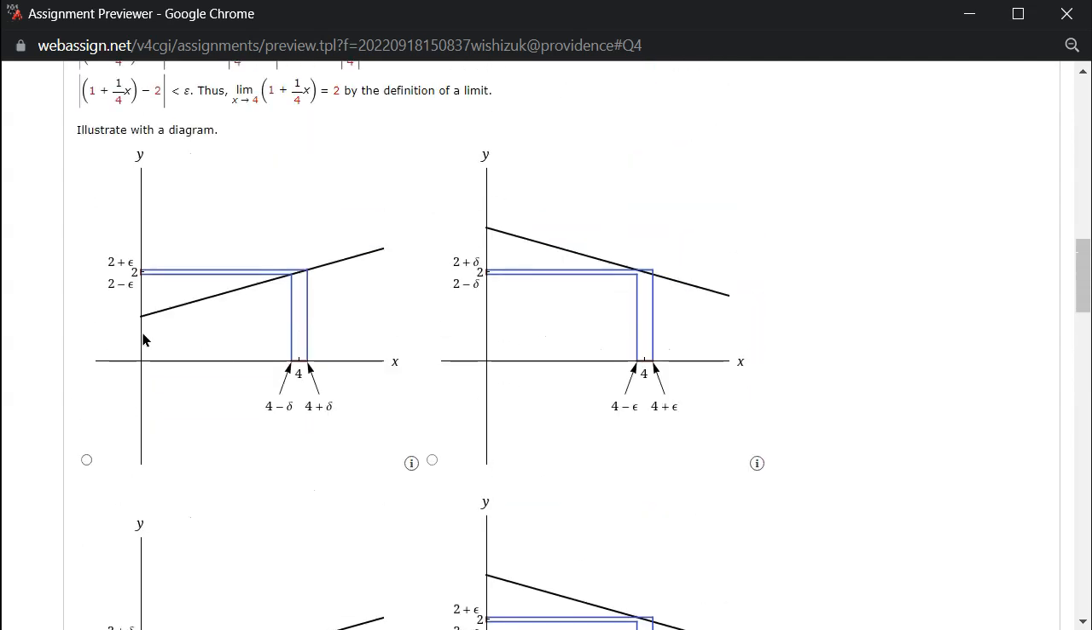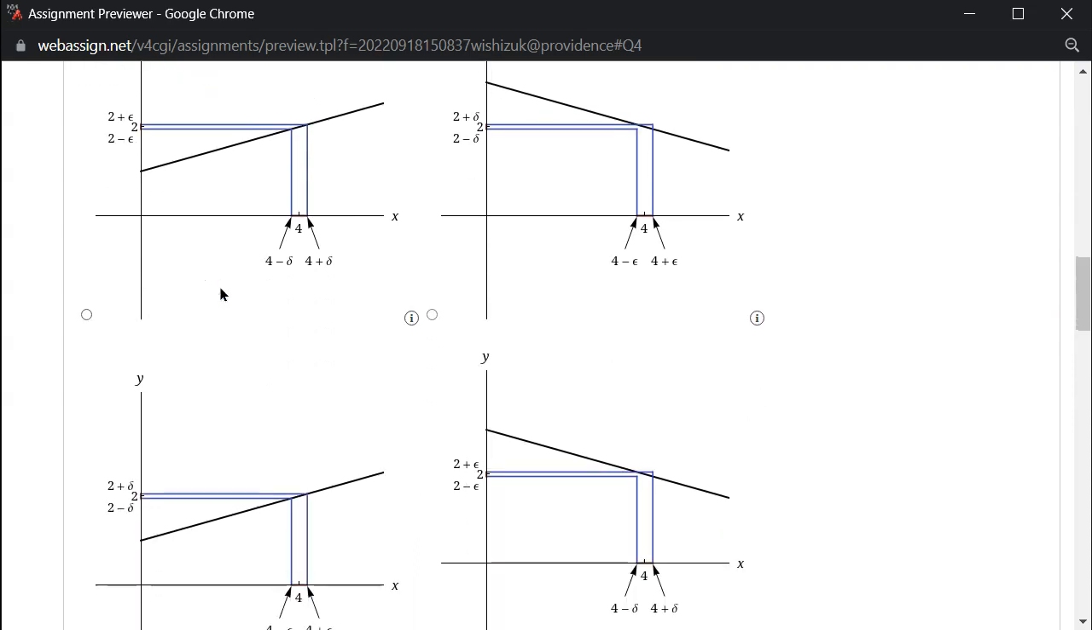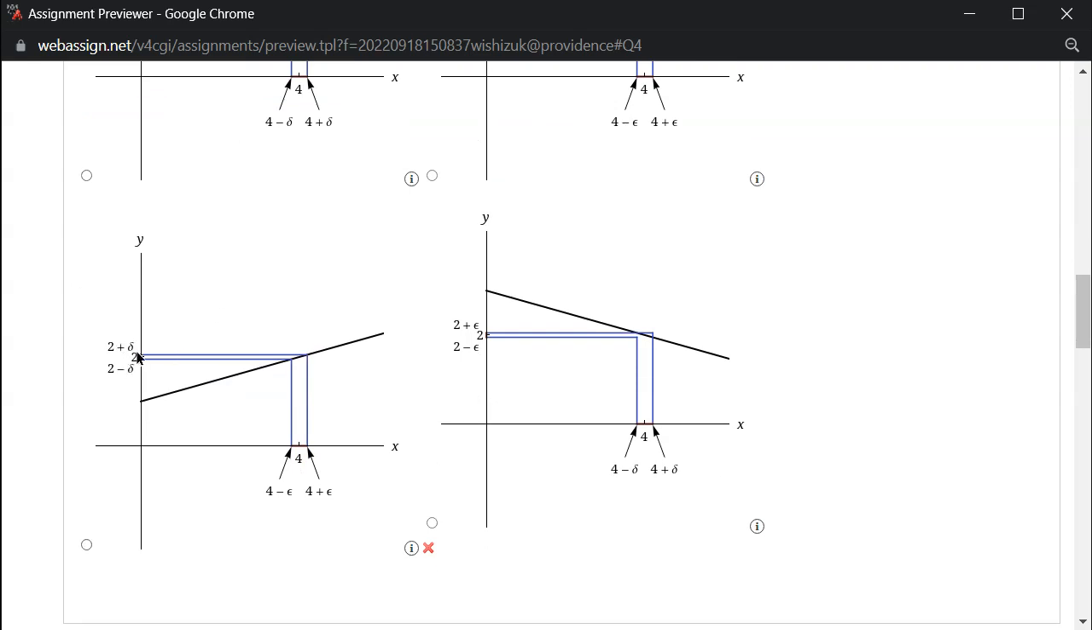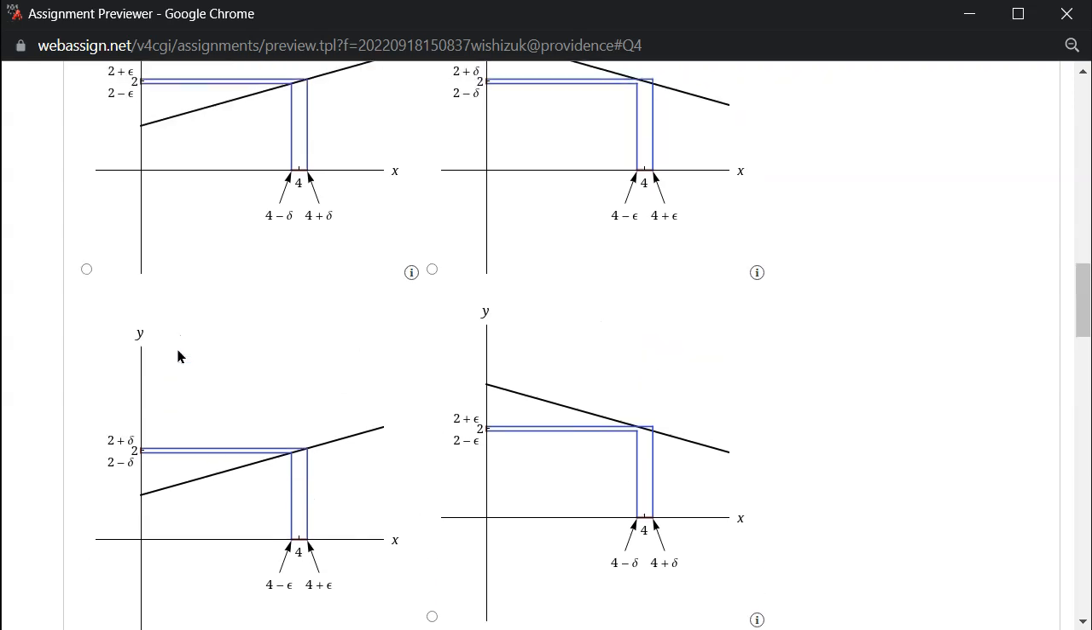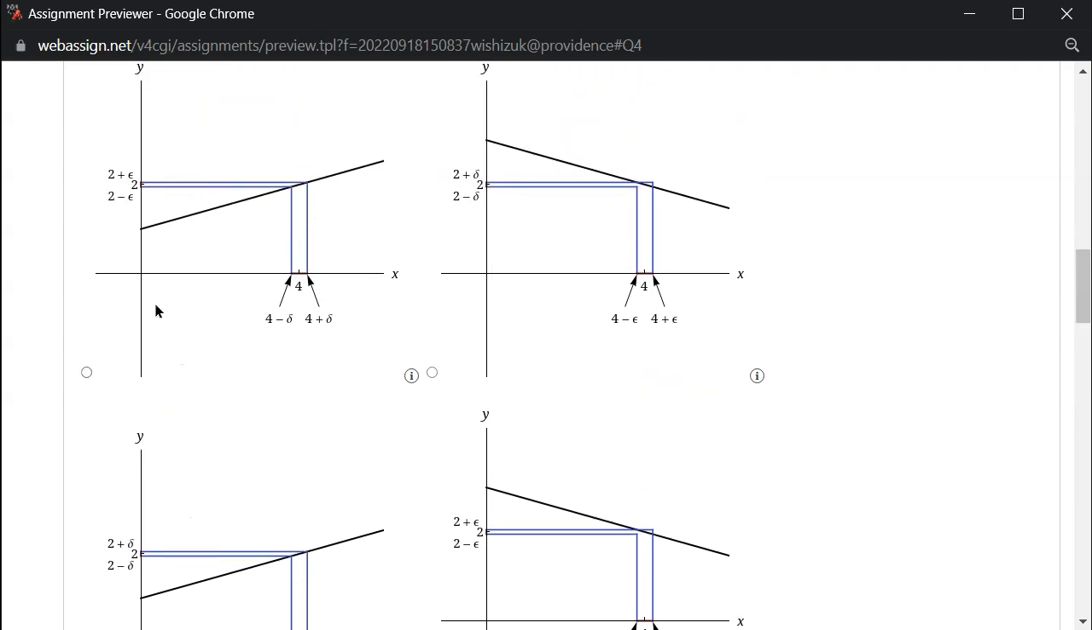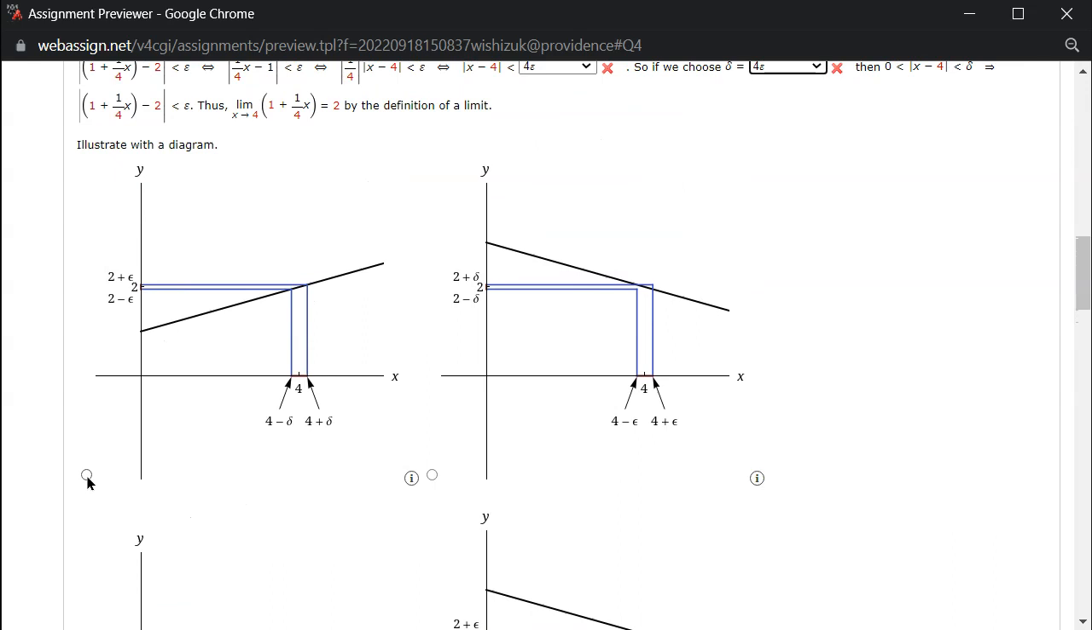But here, limit value plus epsilon, limit value minus epsilon, this looks reasonable, but you can see that they're using a delta value for the y. Delta values are used for difference in x, so the correct picture is actually the first one.